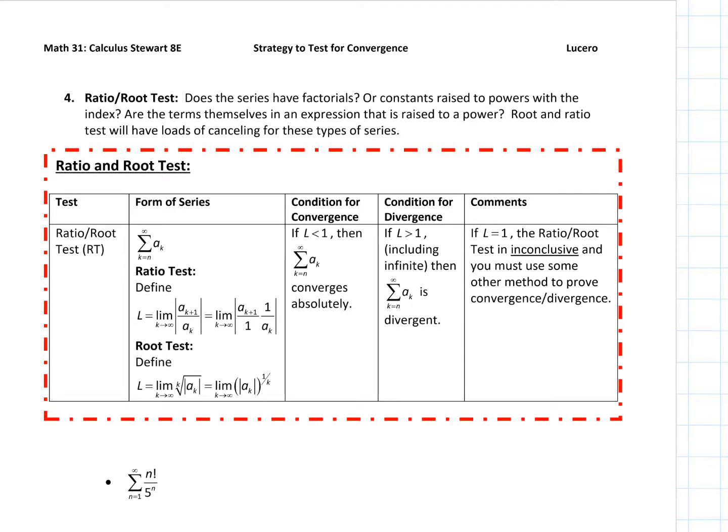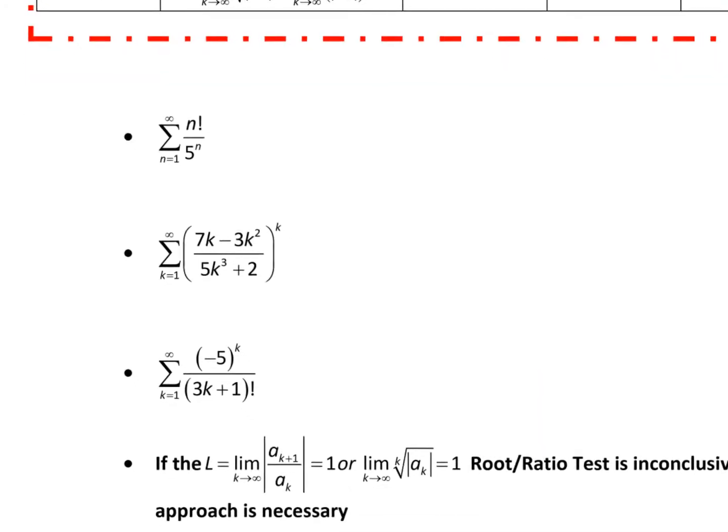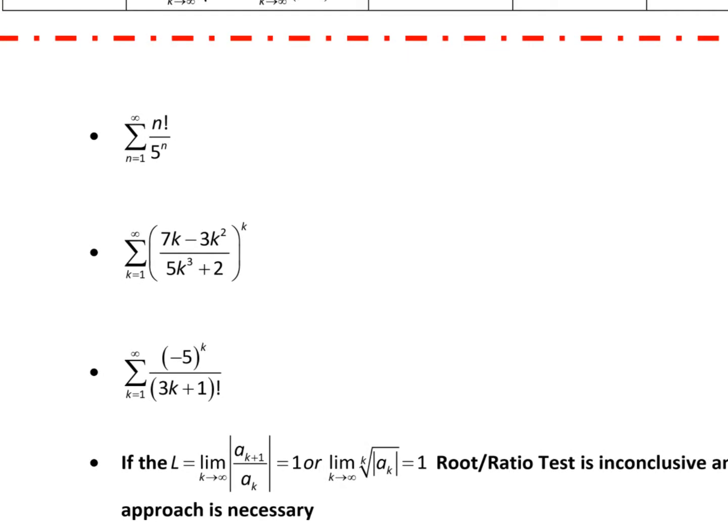So things to think about, right? Do you have factorials? Do you have constants raised to powers? Do you have an expression that is raised to a power? All of those are clues that a root or ratio test is useful. Here are some nice examples. We've got a factorial in the first one, and not only do we have a factorial, but we have a factorial and an exponential, 5 to the n. As soon as I see something like that, I'm thinking that's a great candidate for the old ratio test. And it's actually in both the numerator and the denominator on that one.